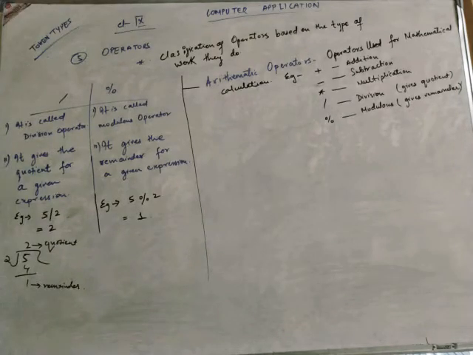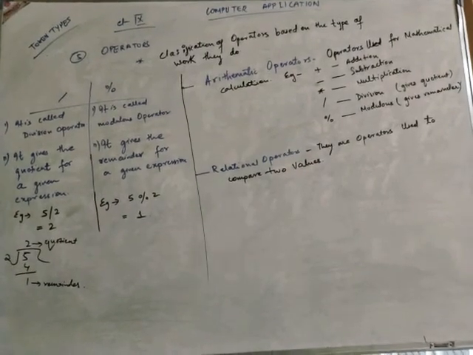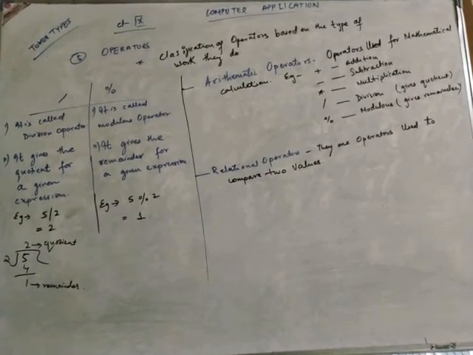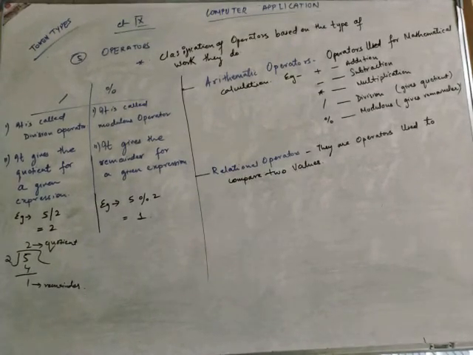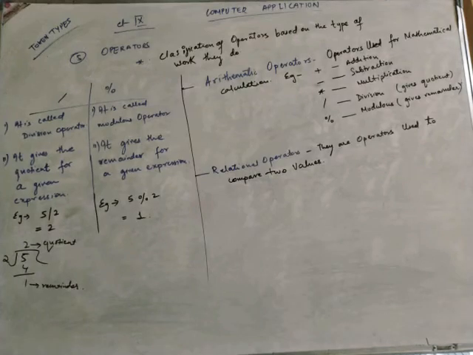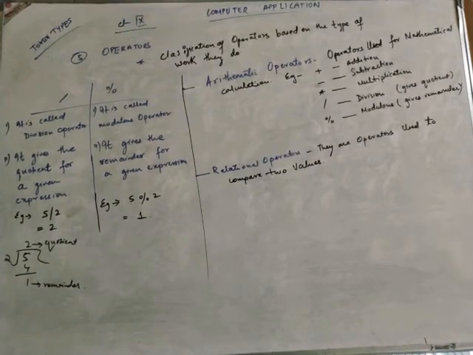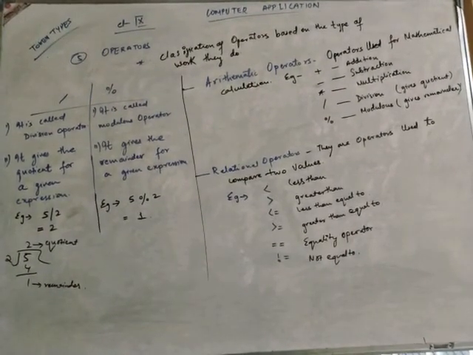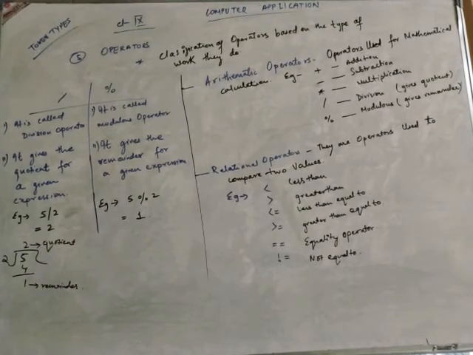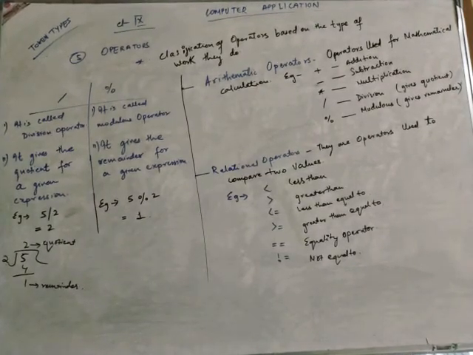The next one, the second one, is relational operators. What are relational operators? They are operators used to compare two values. When I am comparing two values, the operators are called relational operators. Some basic examples of relational operators are less than, greater than, less than or equal to, greater than or equal to, the equality operator, and the not equal to operator. So there are different kinds of relational operators.